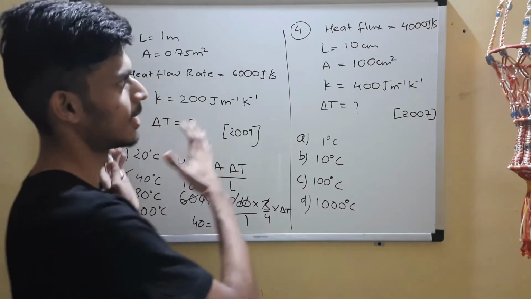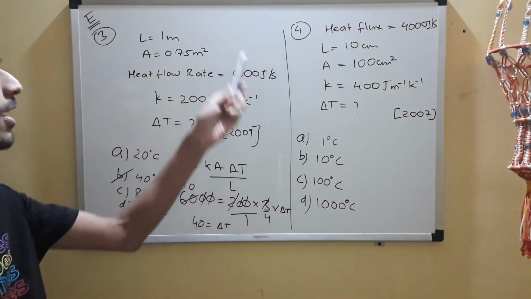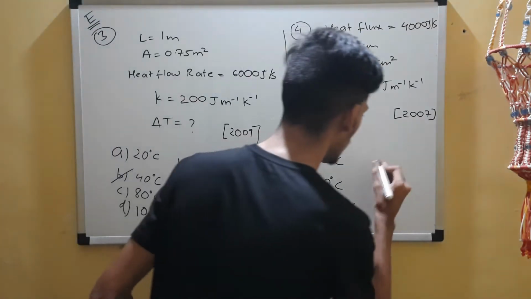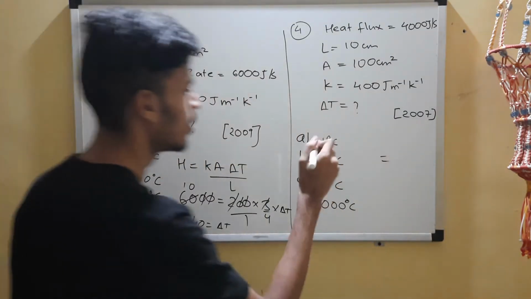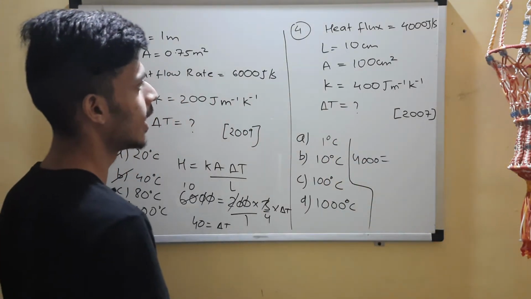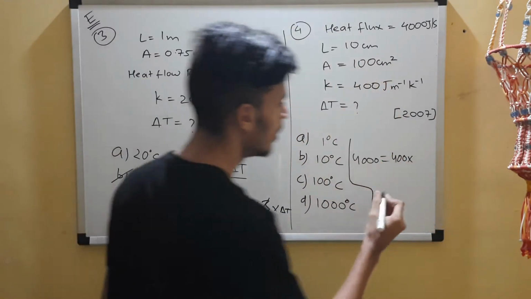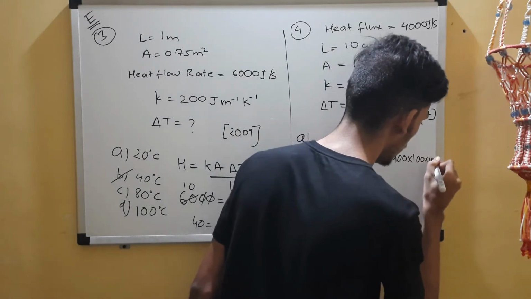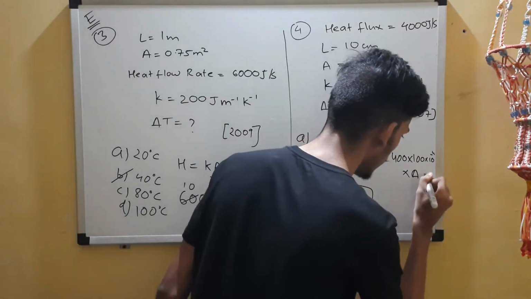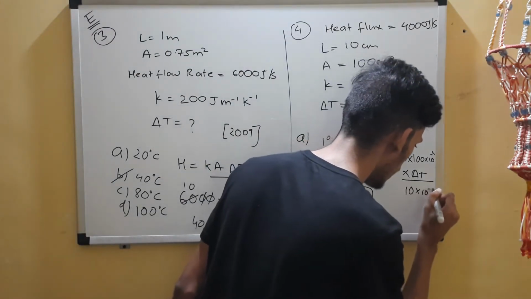Question 4 is just a birthday twin of this, born in 2007. You can see the same data being given here. They just used a new term, heat flux. I'm just going to substitute the formula here. So 4000 equals K, A, which we have to place in meters, so 100 into 10 to the power minus 4, into delta T, which we want to find, divided by L, which is 10 centimeters, 10 into 10 to the power minus 2.